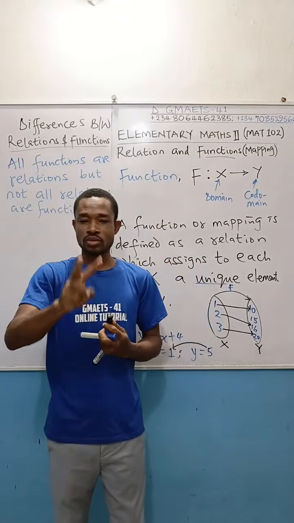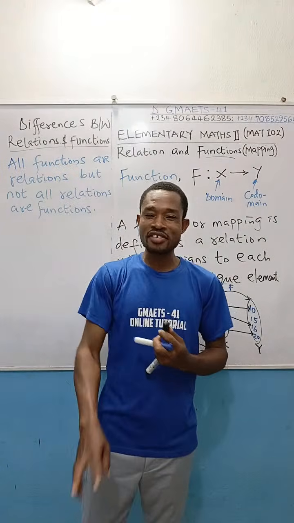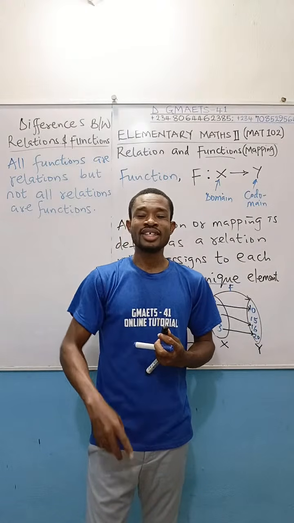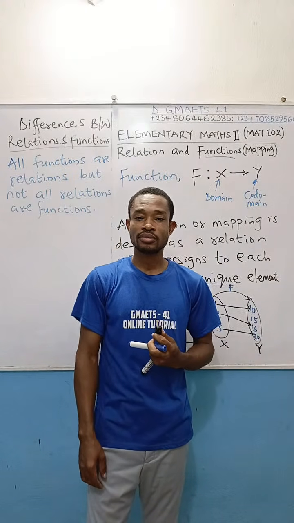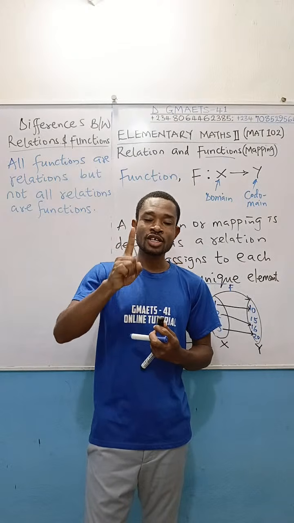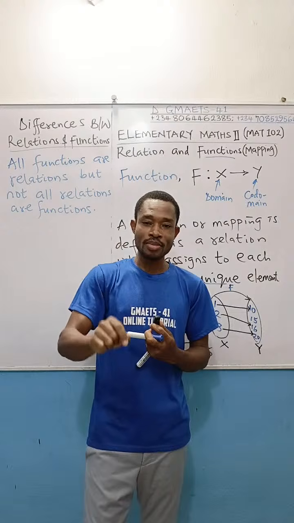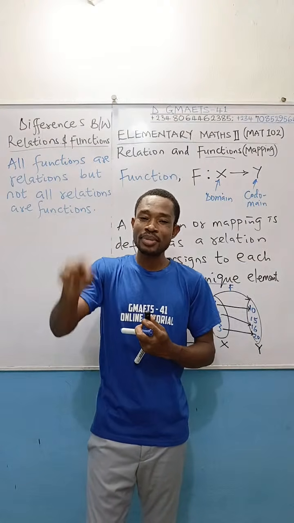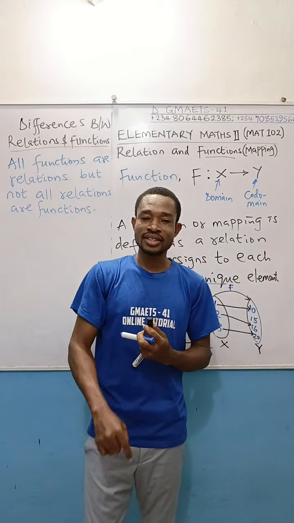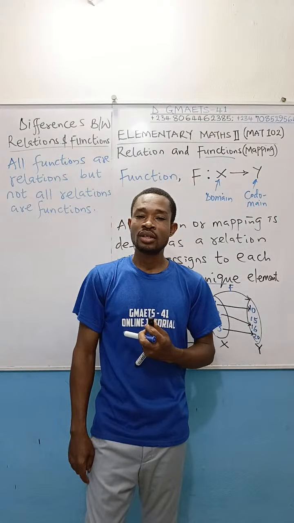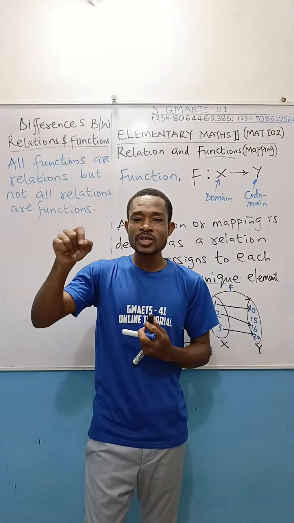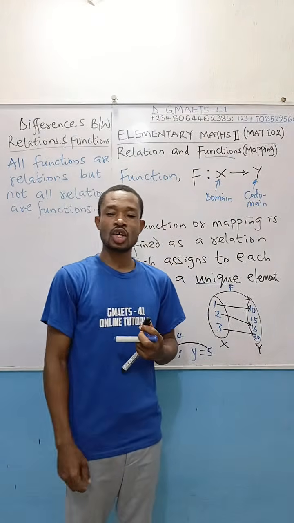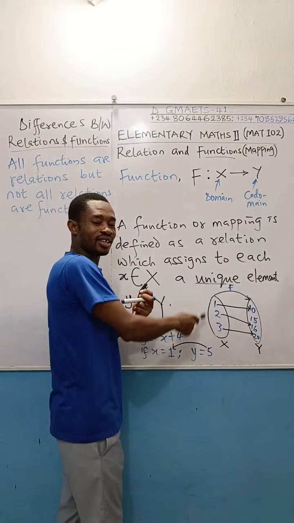Then condition number two, another very important one. In fact, there are two major conditions for a relation to be a function. I've stated one. The second condition is: no single element in the domain can be mapped, can be assigned to different elements in the codomain. No single element in the domain can be assigned to different elements in the codomain. Take note, we use the term unique element.